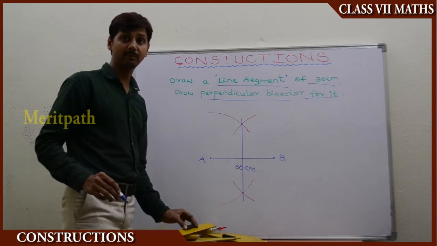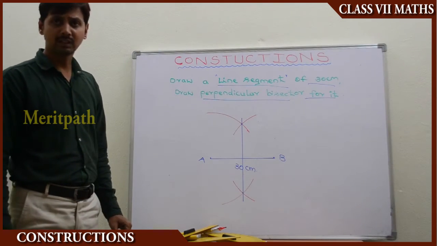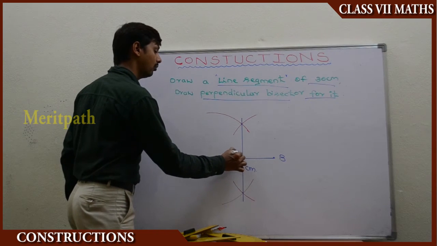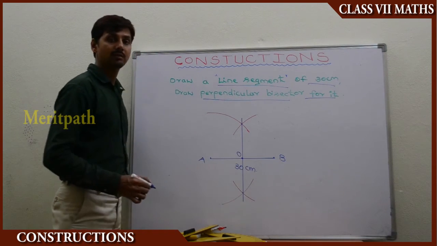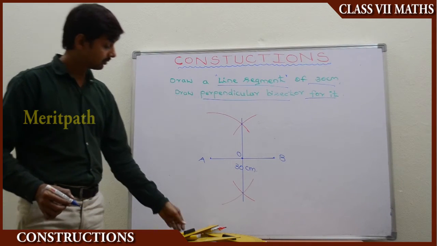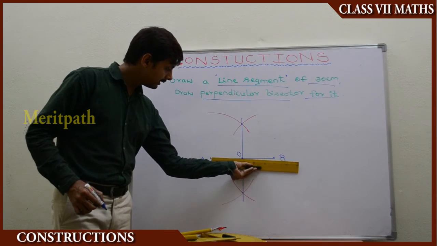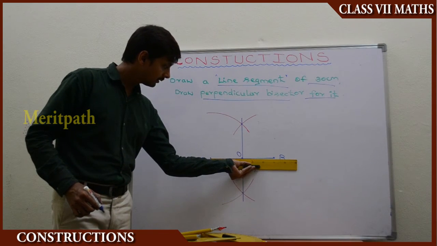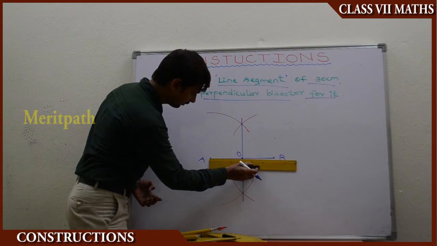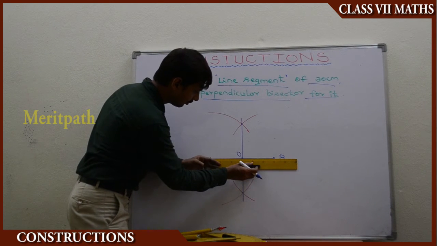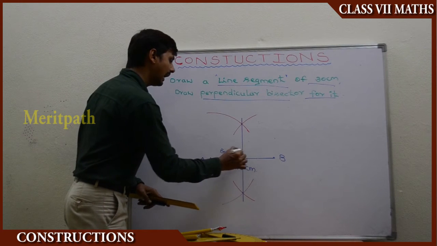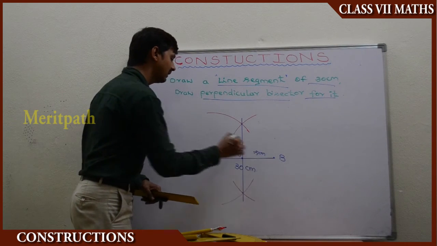We have joined the line segment and just measure these two parts which are divided. Let's take this point as O. So let's find out what is the measurement of AO and OB. OA is exactly 15 centimeters. Just observe carefully. This is 15 centimeters, and another part is also 15 centimeters, because the whole is 30. This other part OB is also 15 centimeters.